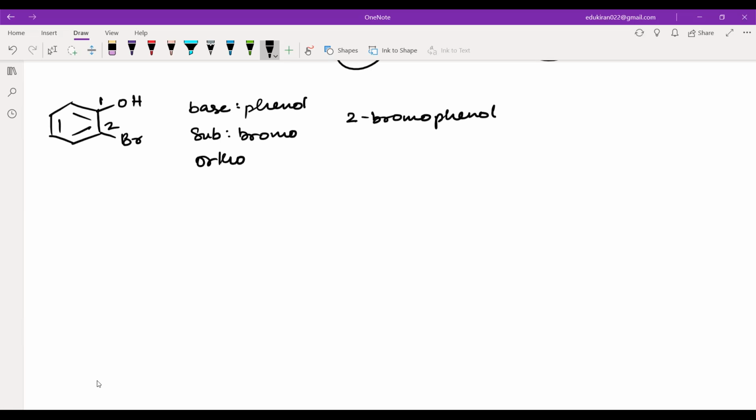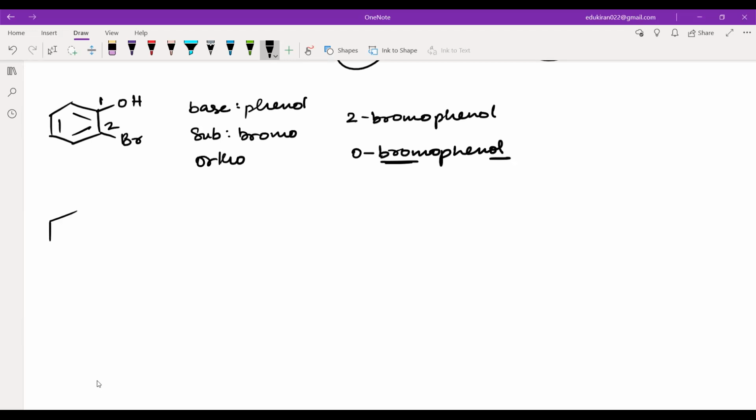So rather than writing 2-bromophenol, I can write o-bromophenol. That means that the bromo group and the OH group of phenol are present adjacent to each other.